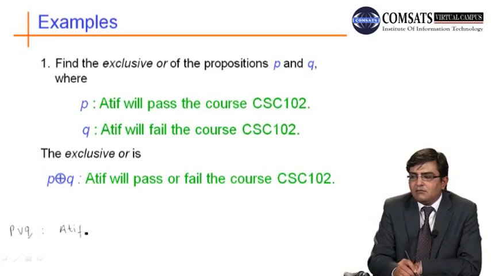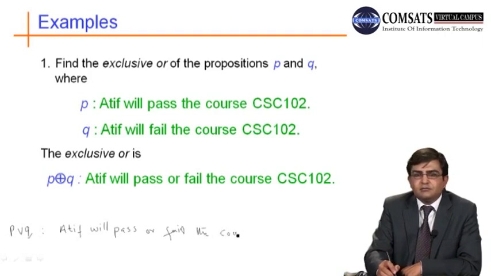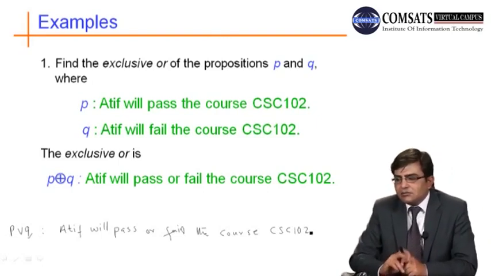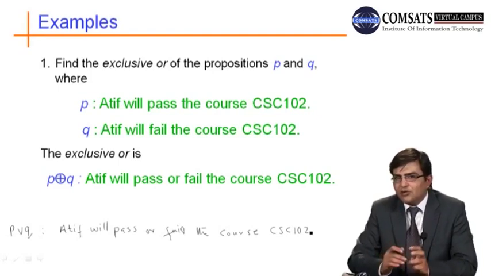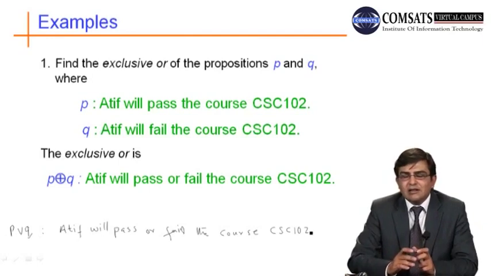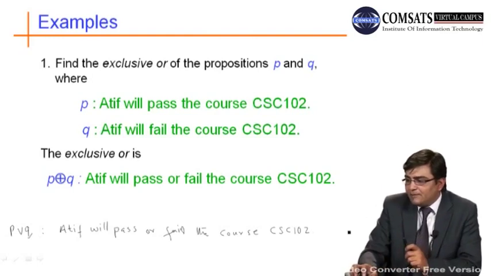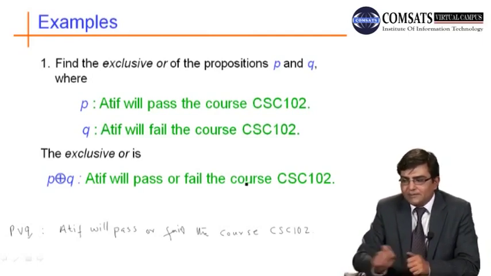Atif will pass or fail the course CSC 102. Now we have two statements. We have disjunction, but there is a problem in this statement. Logically this statement is not correct because either Atif will pass or Atif will fail. The both possibilities cannot occur at the same time. So what we will do here is we introduce another operator, which is the exclusive OR operator.